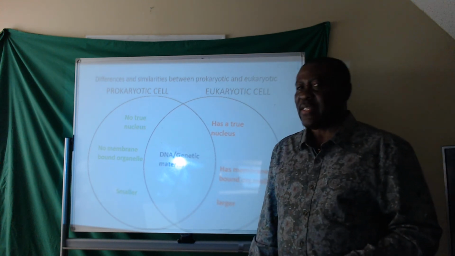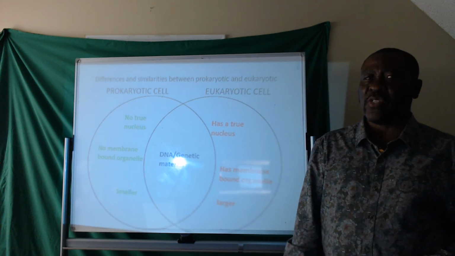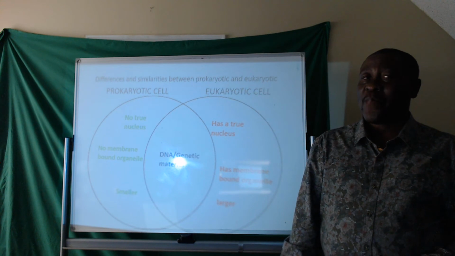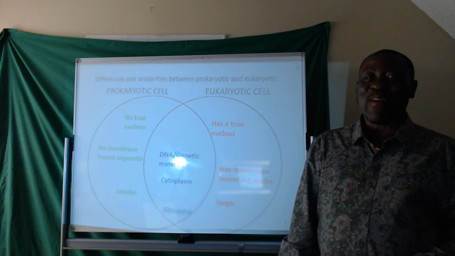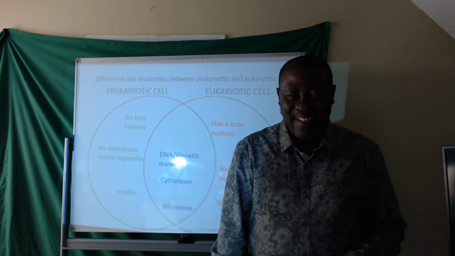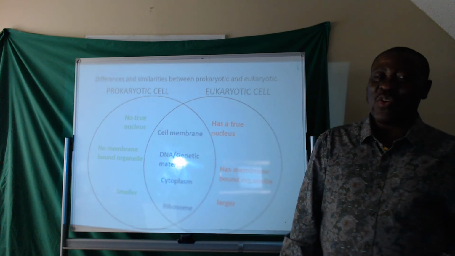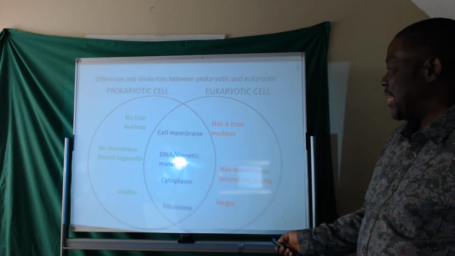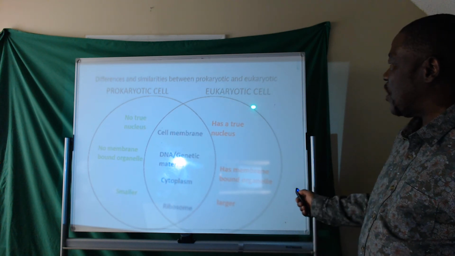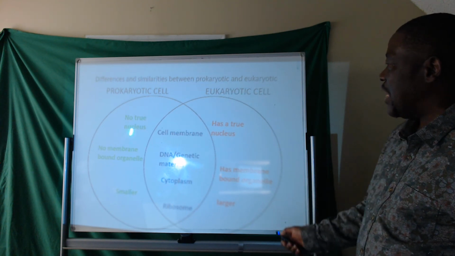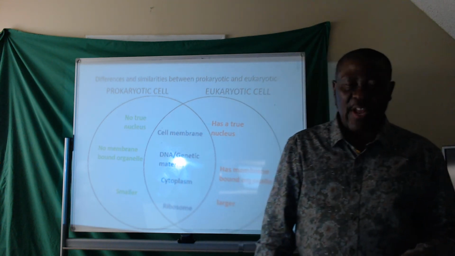Now we're going to look at the similarity. We earlier spoke about the similarity between all cells. Anyone remember? Yeah, they have ribosome, they have cell membrane, and they have cytoplasm. Excellent, good job. So what's in the middle right here is what all cells have in common. The red is only common to the eukaryotic cell, and the green on this side is only common to the prokaryotic cell, okay?